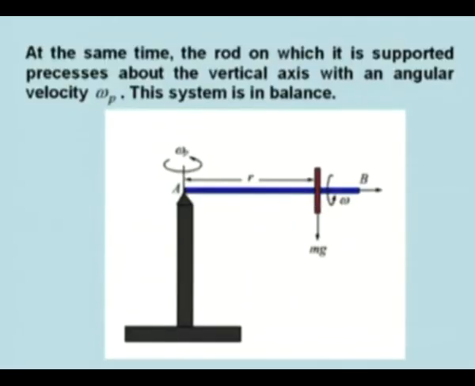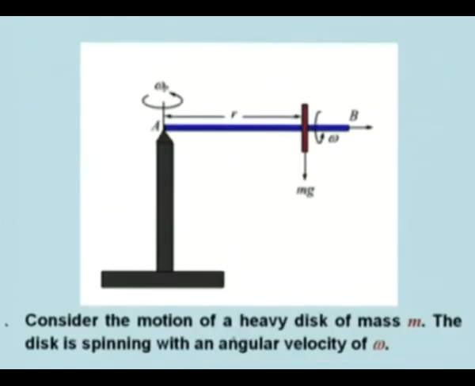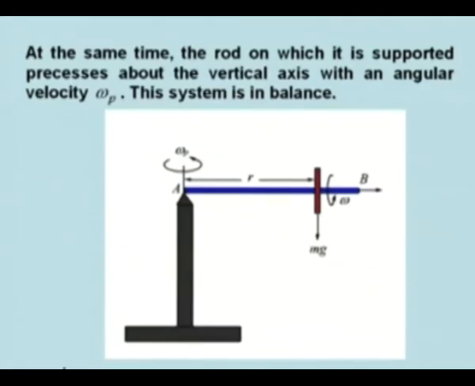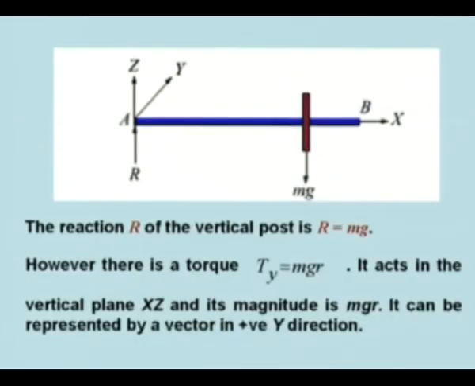The disk is spinning with an angular velocity omega, which is high, but at the same time the rod on which it is supported precesses about the vertical axis with an angular velocity omega p. For the time being you can assume the precession velocity is smaller than the spin velocity omega. Now this system is in balance. Why is it not falling downwards? We have to see this.